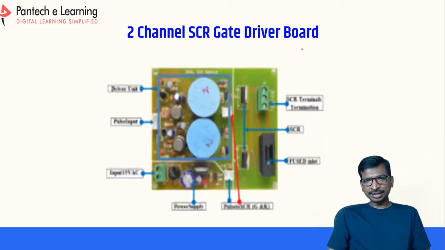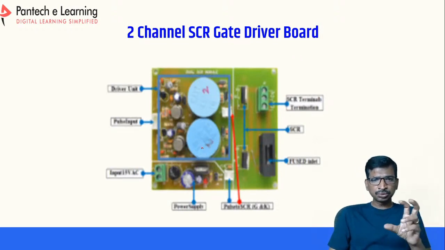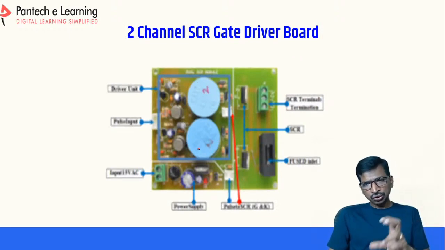And the 2-channel SCR gate driver. So this is called the pulse transformer. Earlier we used the optocoupler. So this is the pulse transformer to ensure your output voltage.